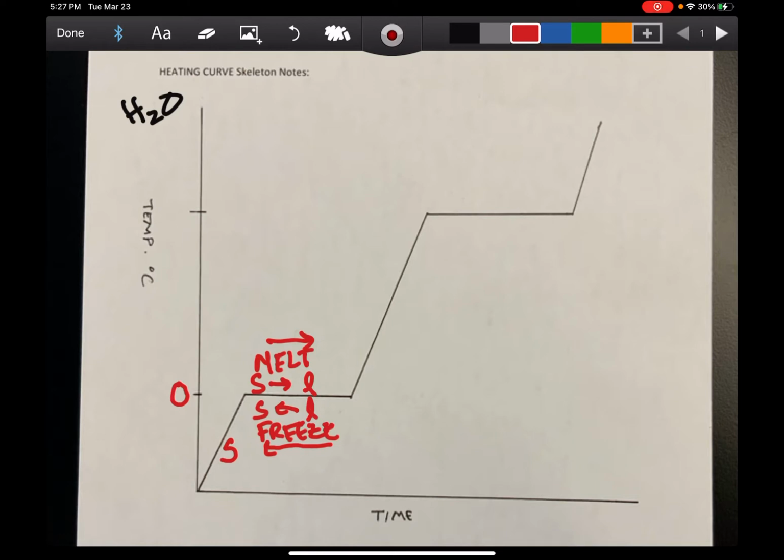The solid will stay at 0 degrees Celsius until it is completely melted into a liquid, and then the temperature starts to rise. So this right here is going to be our increase in temperature. That is all liquid. And then we encounter another flat line. That means another phase change is taking place: a liquid turning into a gas.